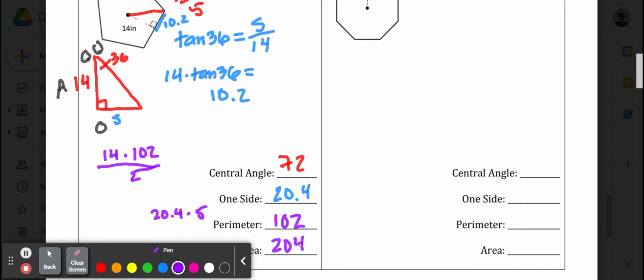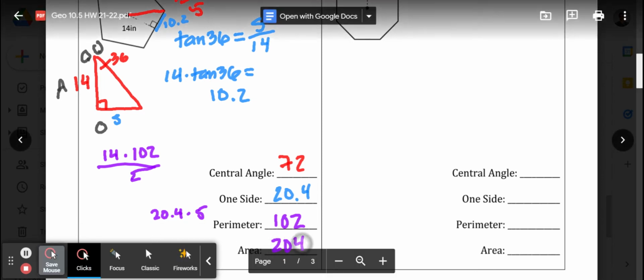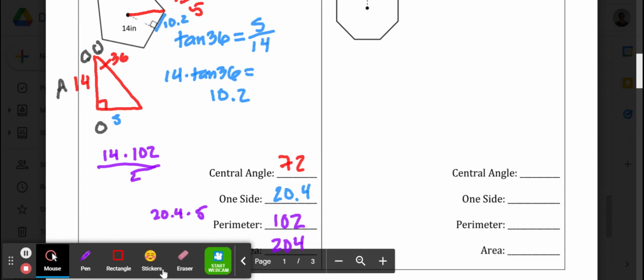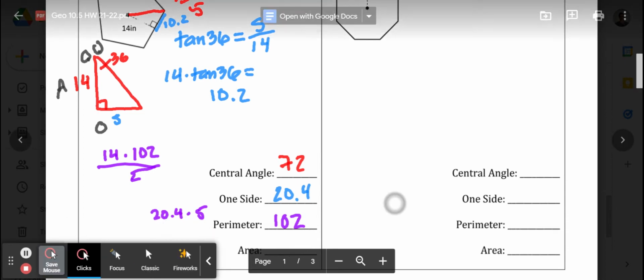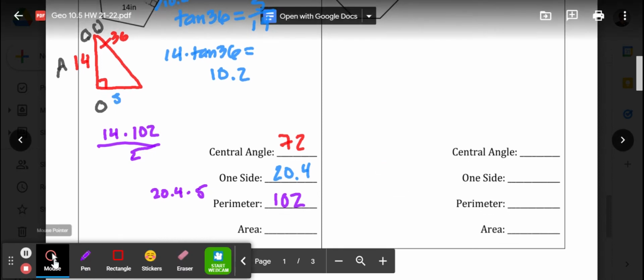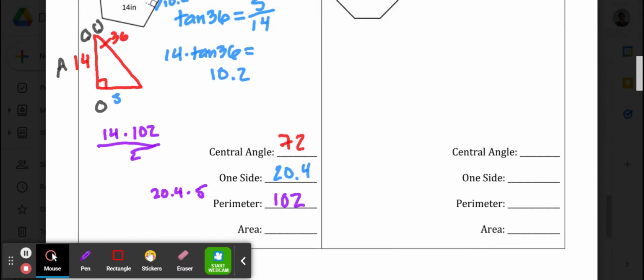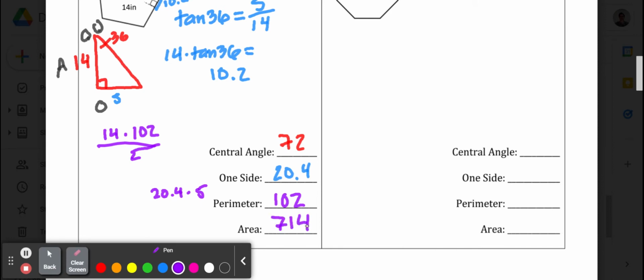I think that's right. Correct. Let me just double check that one. That sounds incorrect. I think I mistyped. I was like, that has to be a bigger number. Whoops, that is not the one I wanted. I want the eraser. So there we go. So it should be our final answer of 714. That makes a lot more sense.